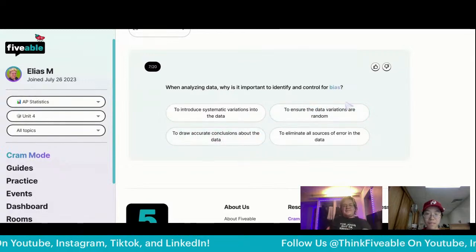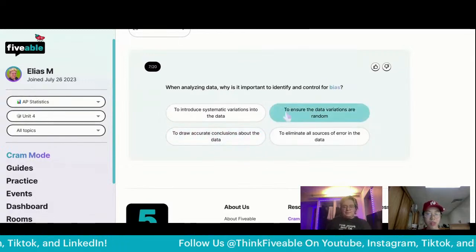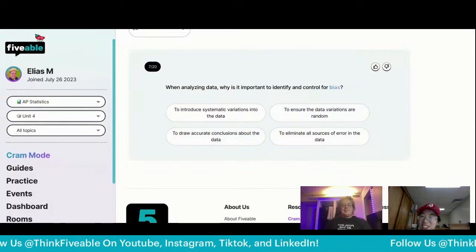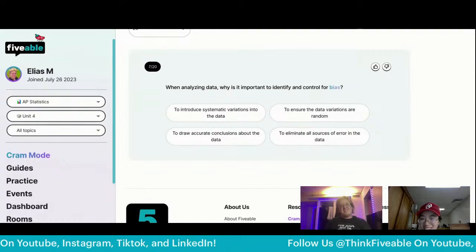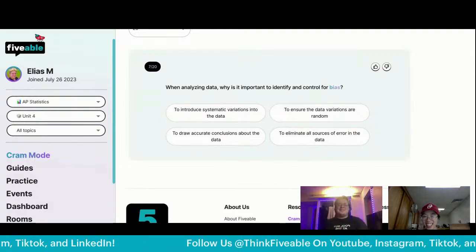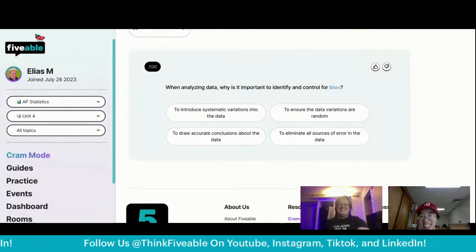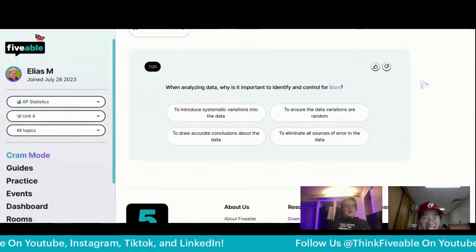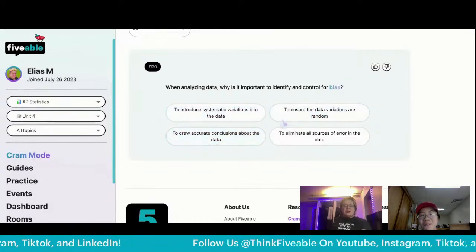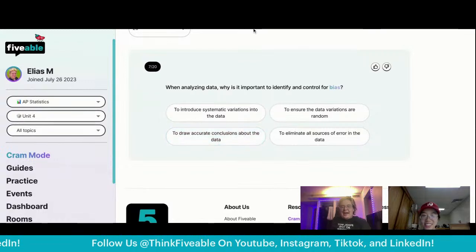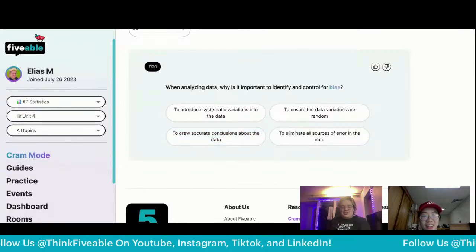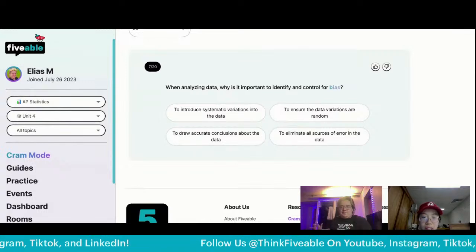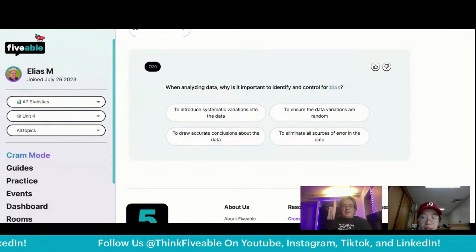So that leaves these two, these corner ones. The top right and the bottom left. There we go. So both of these are things you want. You want accurate conclusions about your data, and you want your variations, your randomness, to be random.